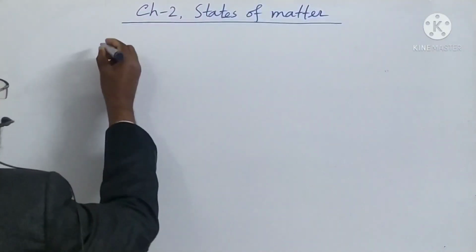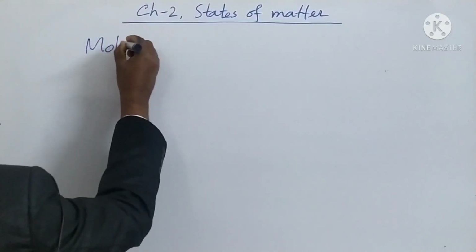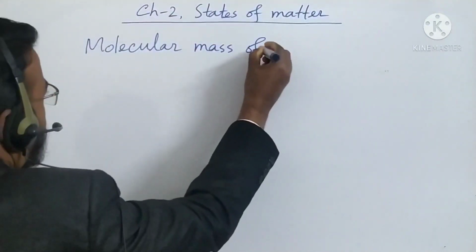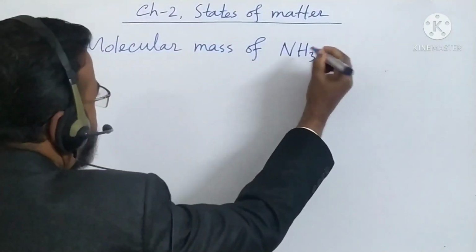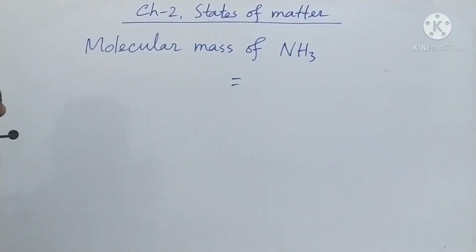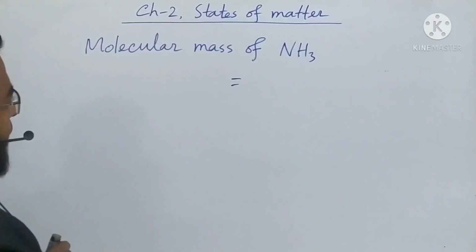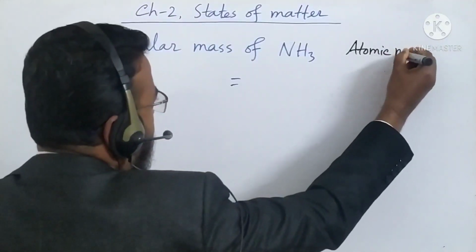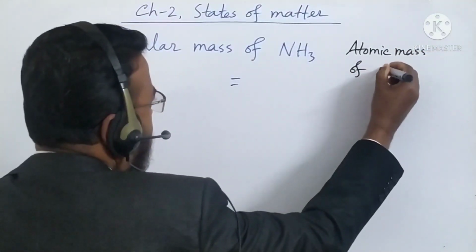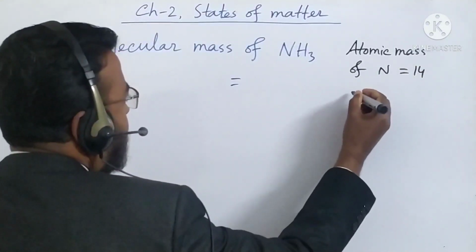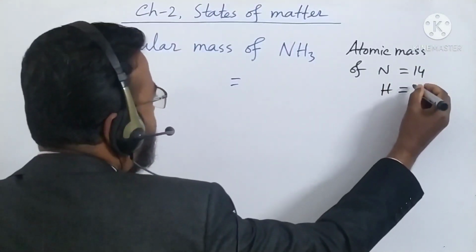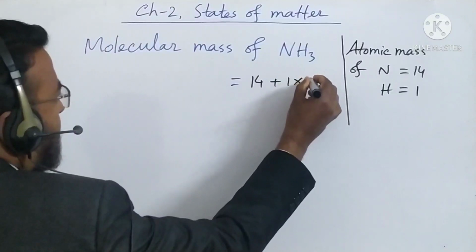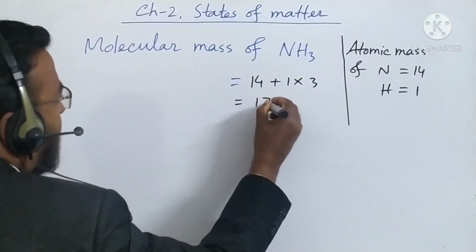So from this chapter, how to find out the molecular mass of ammonia gas. Okay, everybody see that the atomic mass of nitrogen equals 14 and hydrogen equals 1. Now, it will be 14 plus 1 into 3, that means 17.